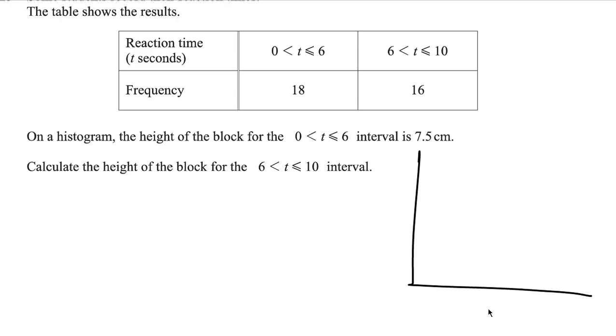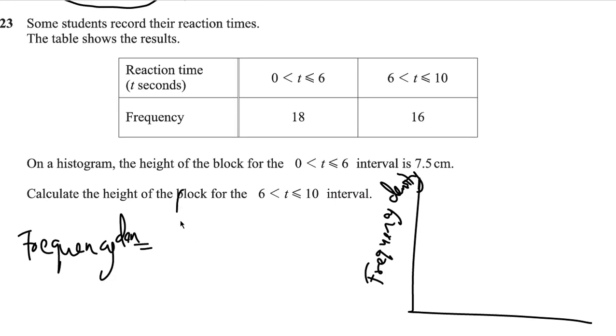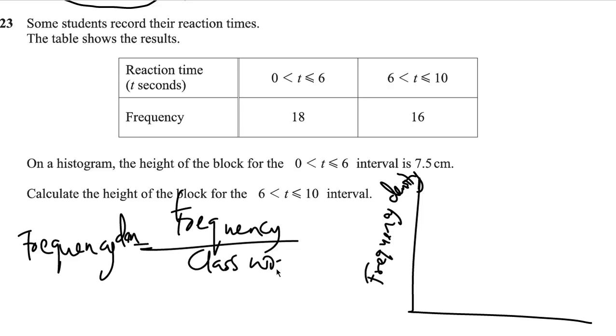In order to get this question right, you have to understand that when you're plotting a histogram, what you're going to have here is the data, in this case the reaction time, and then on the y-axis you're going to have the frequency density. It's important to know that the frequency density is equivalent to the frequency divided by the class width. So the frequency here is 18.